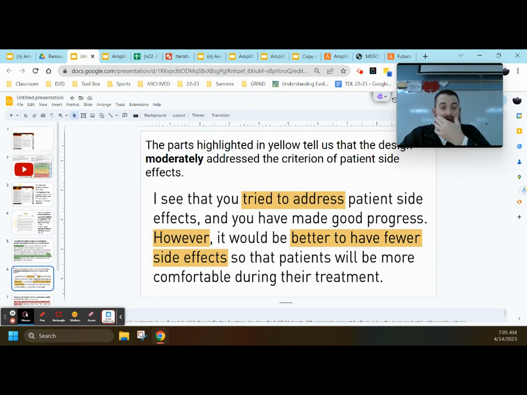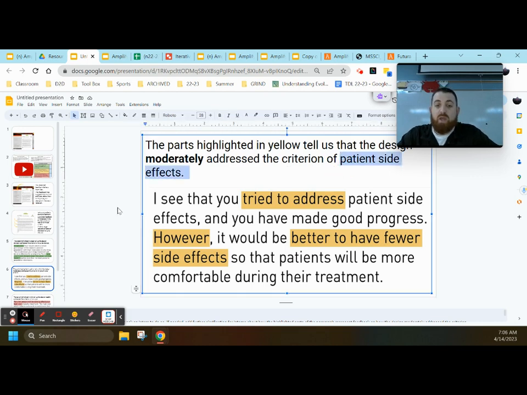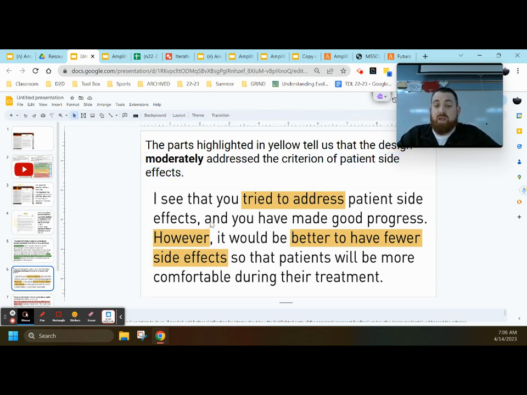Now, this imaginary person's treatment, when they submit it, has some yellow highlighted sections. The parts highlighted yellow on that feedback page tell them that they moderately address the criteria related to patient side effects. So I see that you tried to address the patient side effects and you have made good progress. However, it would be better to have fewer side effects so that the patient will be more comfortable during treatment. This person did a moderately good job. They are looking at possibly improving it, but it's not in a very bad place. It's not in a great place. It's somewhere in between.